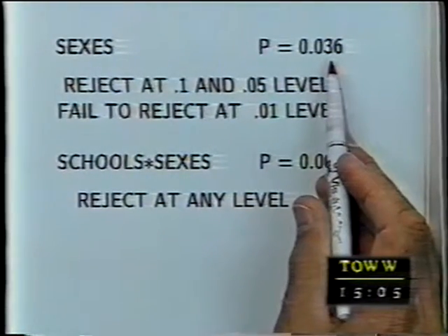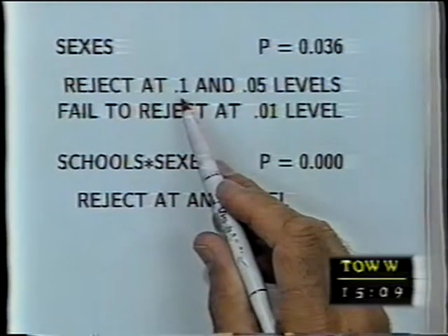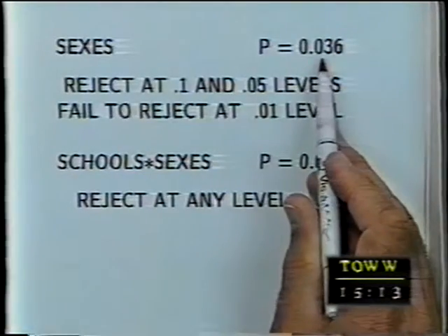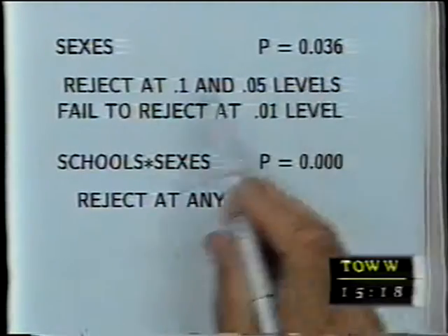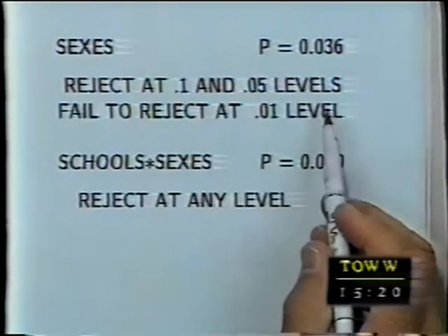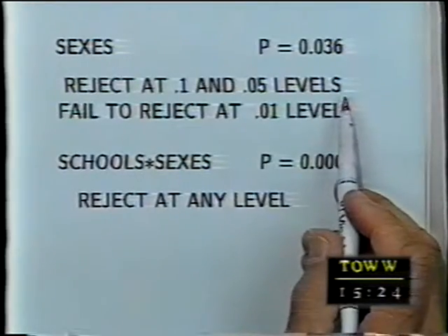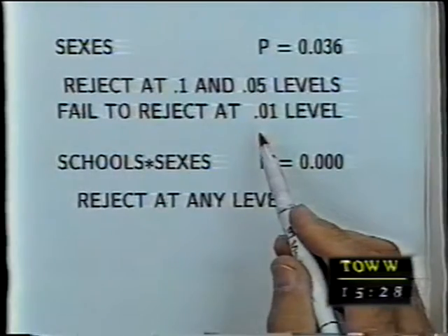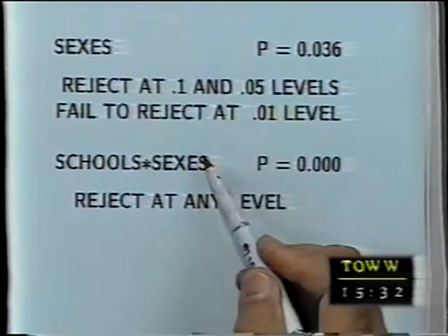0.036. 0.1 is bigger than it, so I can reject at the 10% level. 0.05 is bigger, I can reject at the 5% level. So reject at the 10% and 5% levels, but fail to reject at the 1% level. So here you really have to wait for him to tell you what level he wants, or you can just spout that at him, knowing he's going to pick one of these three, and it would be pretty informative to let him know that he would reject at those levels, but fail to reject at that one.